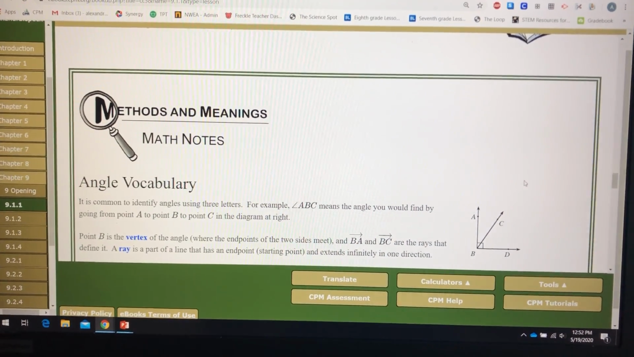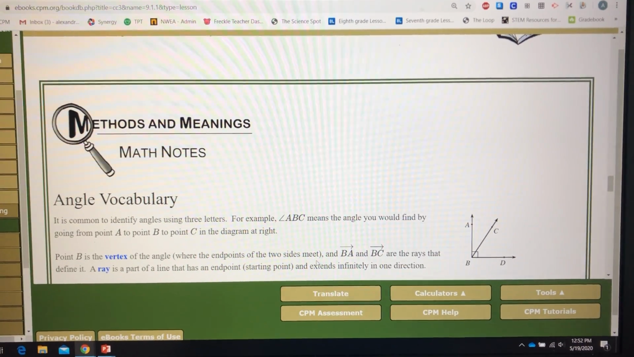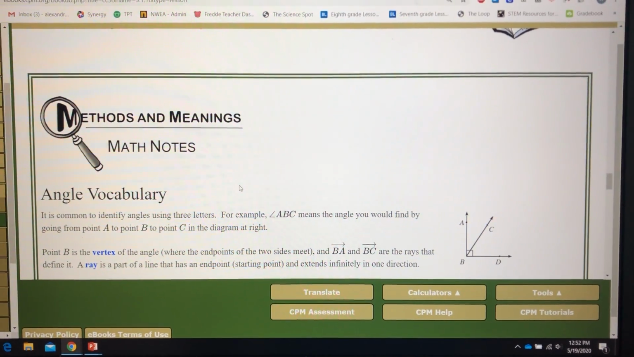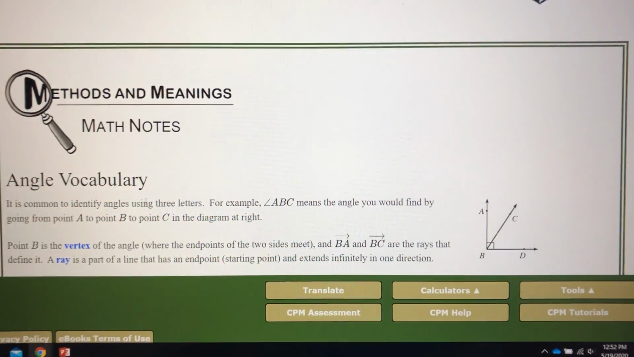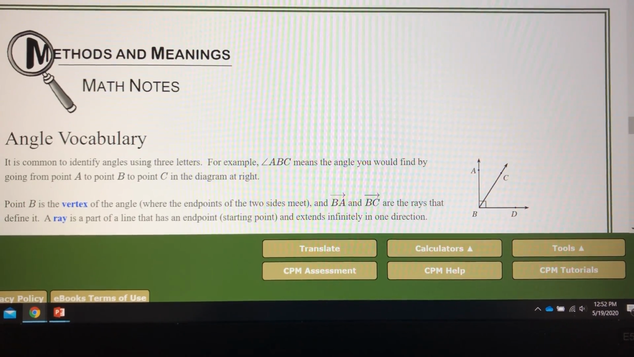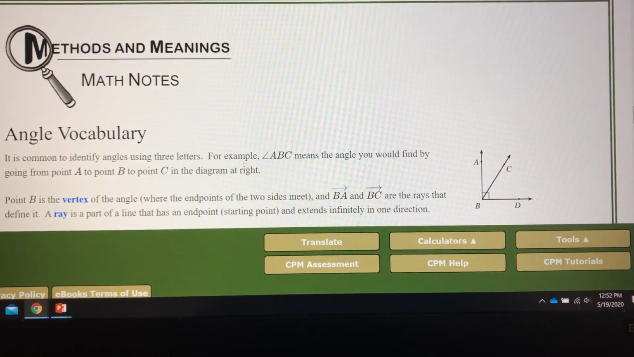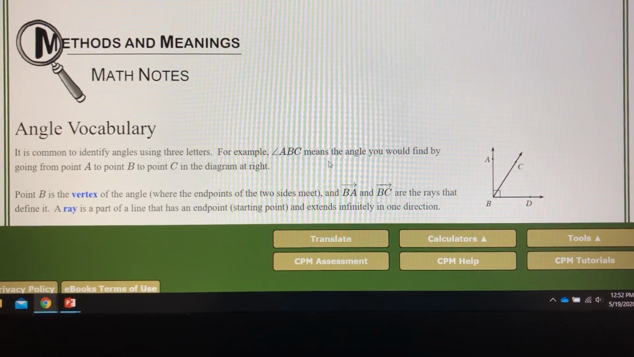All right, this is going to be 8th grade's 9.1.3. I am going to start here at this angle vocabulary, which is in 9.1.1, because this is going to help us on the first problem. So we want to start naming angles by 3 letters. And it's common to do this.